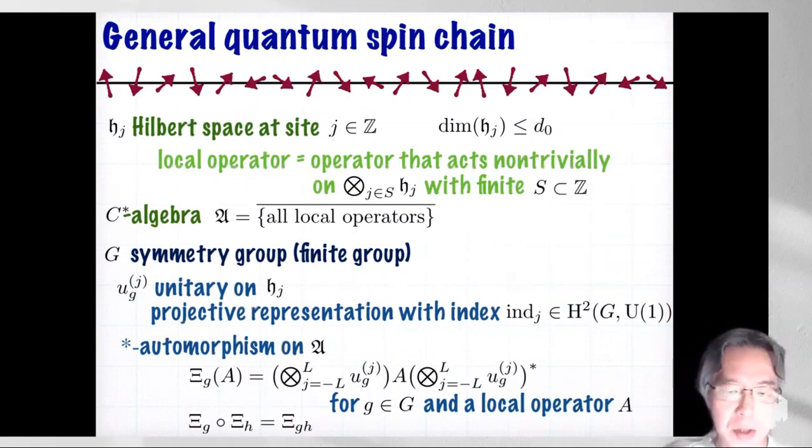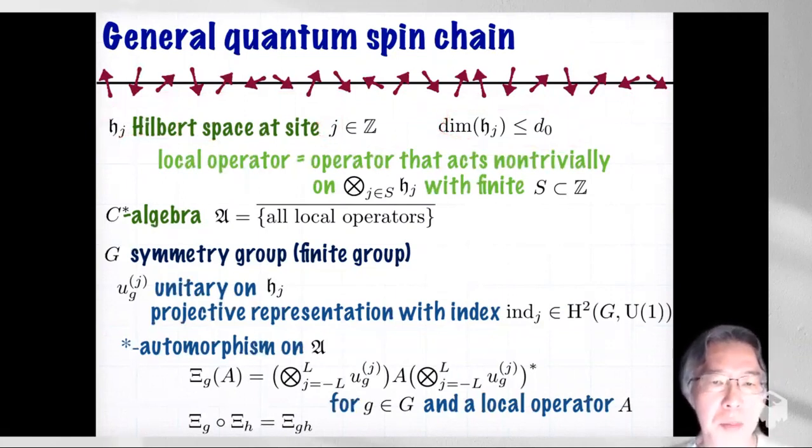So here's the chain, the infinite chain, which is Z. And I assume that for each site in this infinite chain, we have a Hilbert space, Hj, whose dimension is finite. And by a local operator, I mean an operator that acts non-trivially on this finite dimensional Hilbert space corresponding to a finite subset of the chain. So by local, I don't mean that it acts on a single site. It may act on several sites, but only on a finite number of sites.